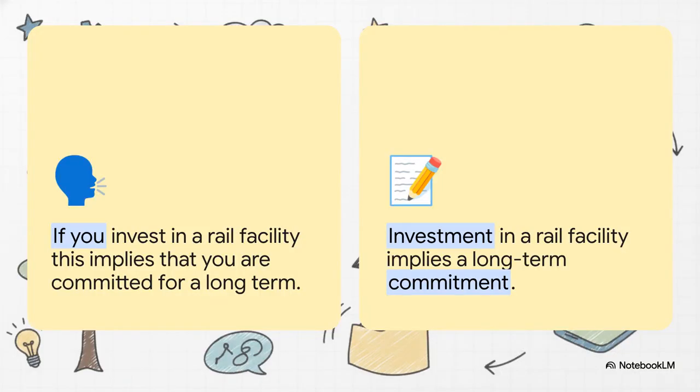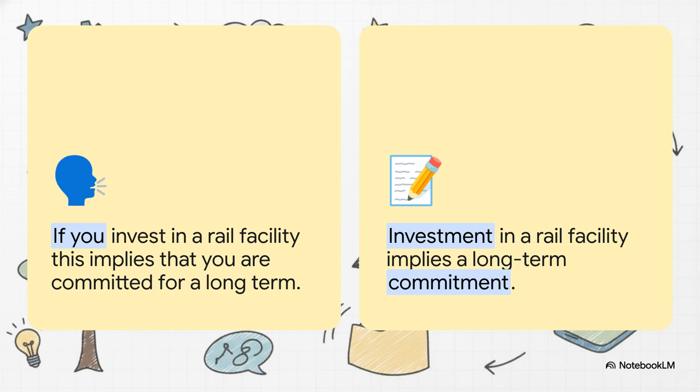So first off, let's validate that frustration you might be feeling. Why is academic reading so incredibly hard? Let's look at a quick comparison. Imagine a perfectly normal, everyday conversational sentence. If you invest in a real facility, this implies that you are going to be committed for a long term. Easy, right? We all understand that. But the academic version of that exact same thought is, investment in a rail facility implies a long-term commitment.